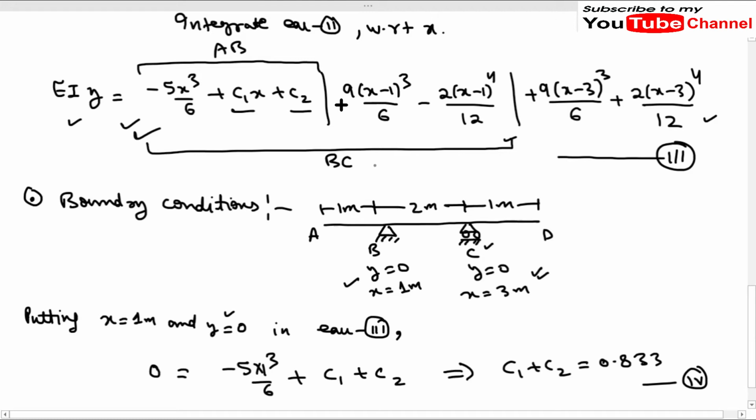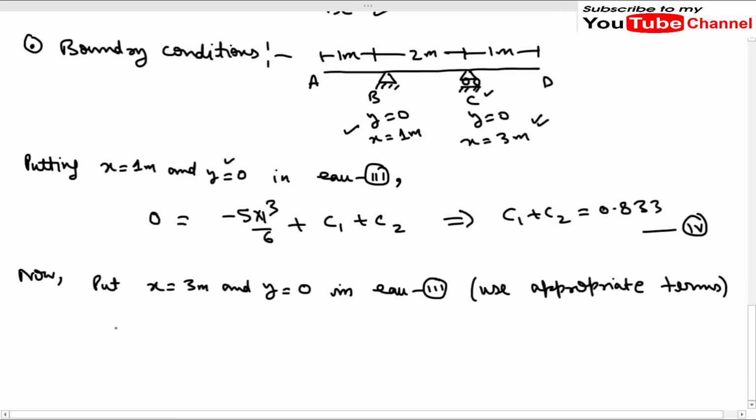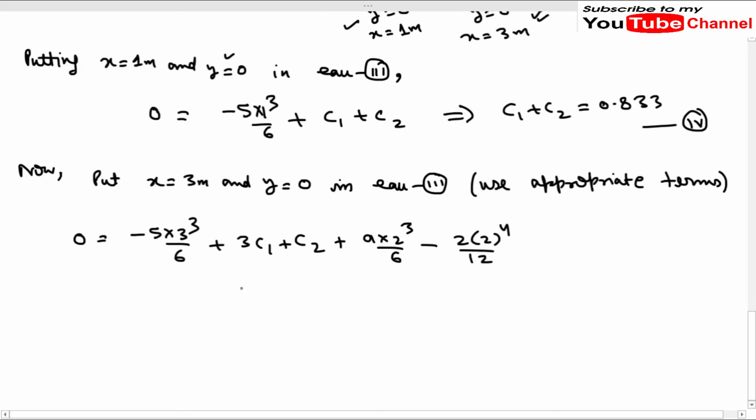So I'm just using these terms up to the second vertical line for segment BC, because this support is in segment BC. So you will get 0 on the left hand side, and on the right hand side we will get 5 into 3 cube by 6 plus 3 C1 plus C2 plus 9 into 2 cube by 6 minus 2 into 2 to the power 4 divided by 12. You can simplify this equation, and on simplifying you will get 3 C1 plus C2 is equal to 13.167. So this will be equation number 5.